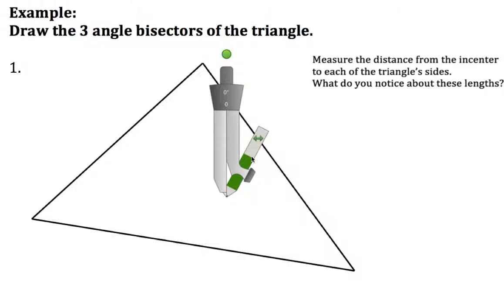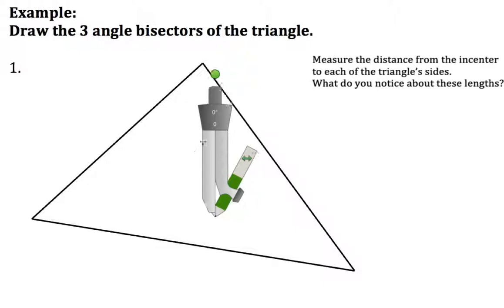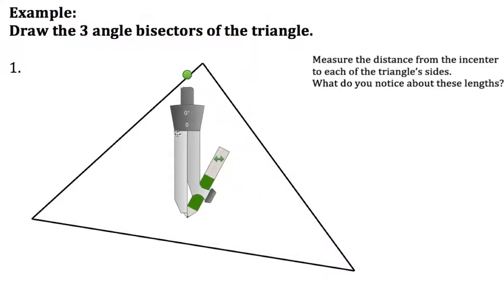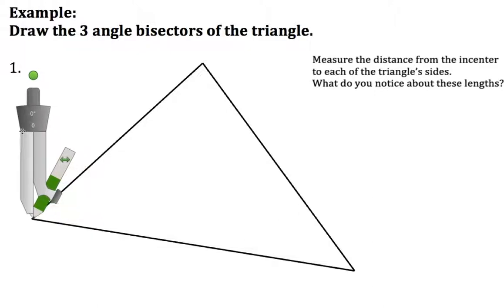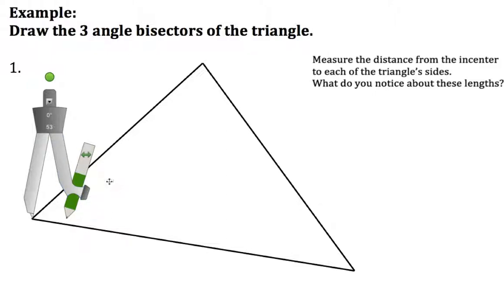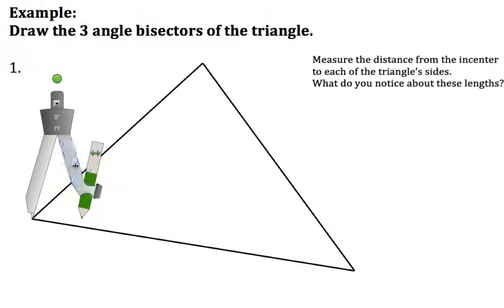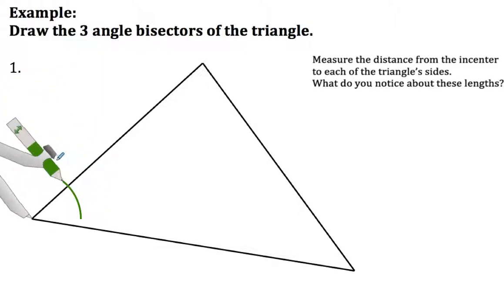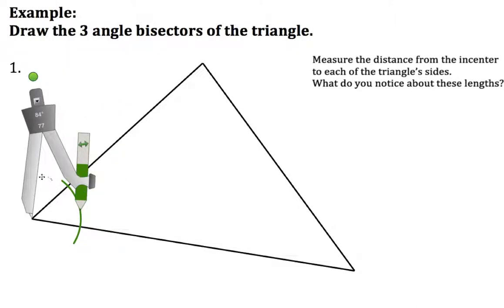So here's that quick video on how to construct the angle bisectors of a triangle. First of all, you're going to need a compass, so go ahead and get one of those handy. First thing that you're going to do is take the compass, and you can adjust this to any length that you want. I'm going to adjust it to about there, and you're going to put the point on one of the vertices of the triangle. And then you're going to go ahead and draw an arc like so.